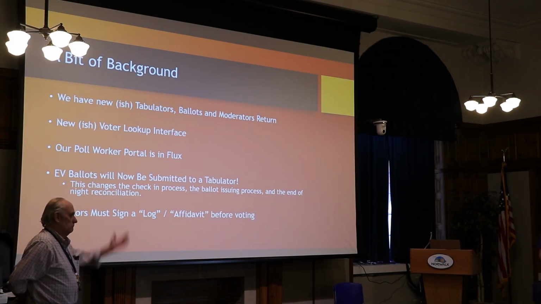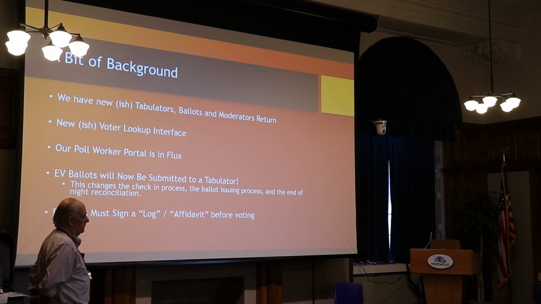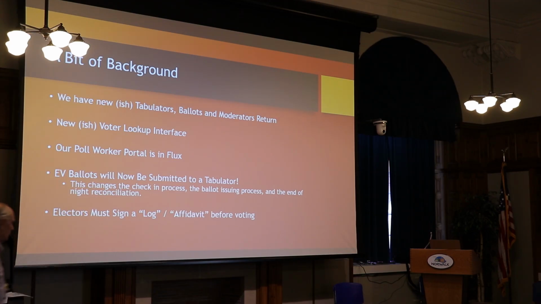Okay, so let's just get going. We have the new tabulators, which if you worked last year, you're familiar with. New-ish looking ballots. Same thing, if you worked last year, you're familiar with those. And the moderator's return has been modified a little bit here and there to account for whatever changes were made by the state. So we're constantly revising it. We have the same voter lookup interface that we had last year. A few changes to it as well, just because we want to make sure that if someone's registered, it looks up people who are registered at the state level and not the municipal level.